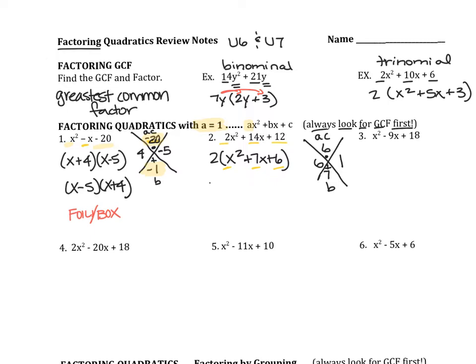So then when I factor, don't forget your greatest common factor in front. And this becomes 2 times x plus 6 times x plus 1. Order doesn't matter. And again, if I want to double check my answer, I FOIL or box my two binomials, and then don't forget to distribute your 2 through. So you can finish up numbers 3 through 6 on your own to practice.